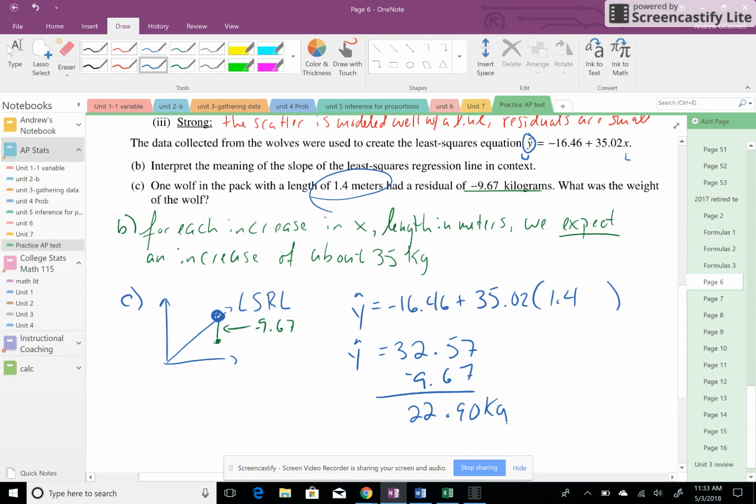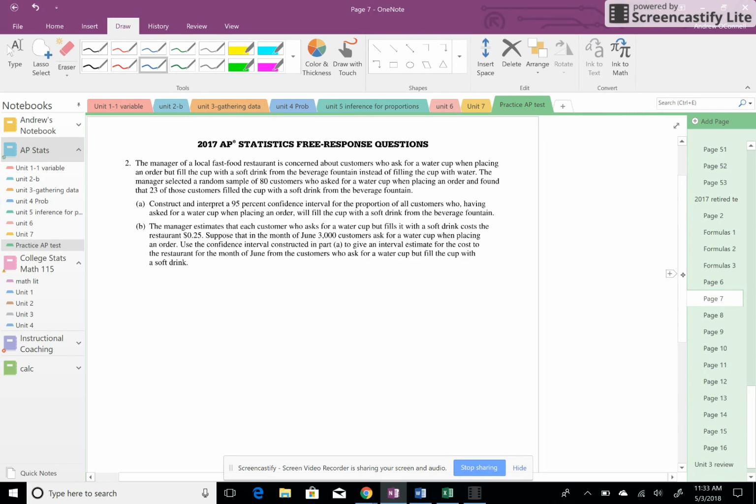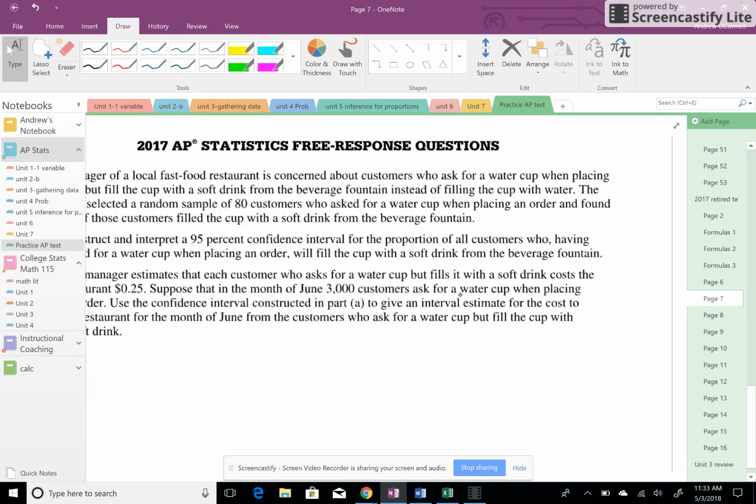22.90 kilograms. Something to know: the first question on the free response is usually going to be describing a situation. This one was describing a linear pattern, a least squares regression. It could also be describing a histogram, a dot plot, or something of one variable, but still totally doable.